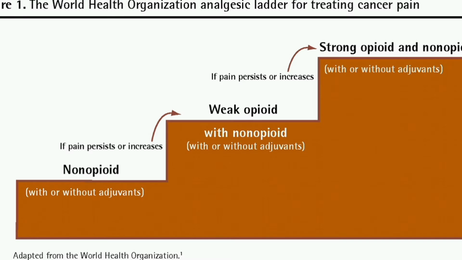Now, if you're moving on up the ladder, don't forget that you use what you have been using before, and then you add the next layer. So at this point, we are already using non-opioids and then weak opioids. Then when we step up the ladder, we use the previous step plus new medications, and then this will be strong opioids here. So these are the details of the analgesic ladder.